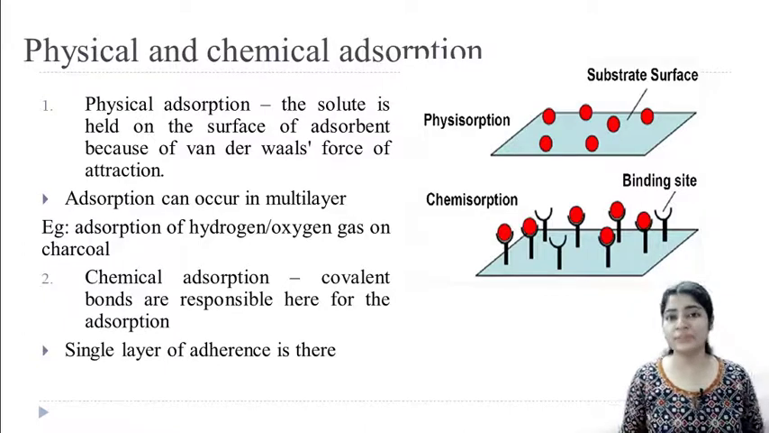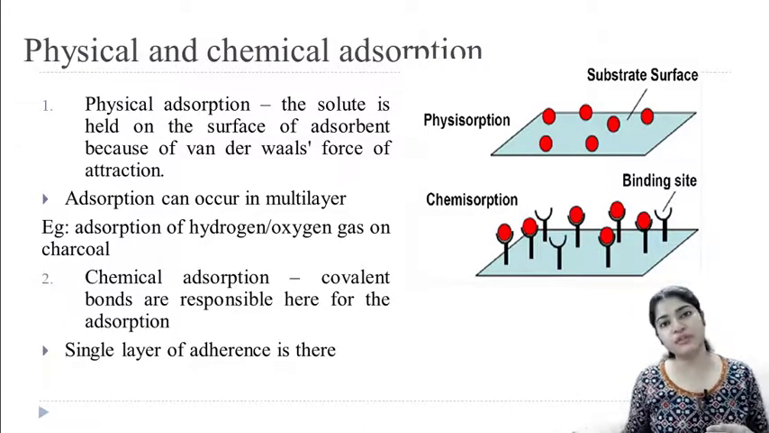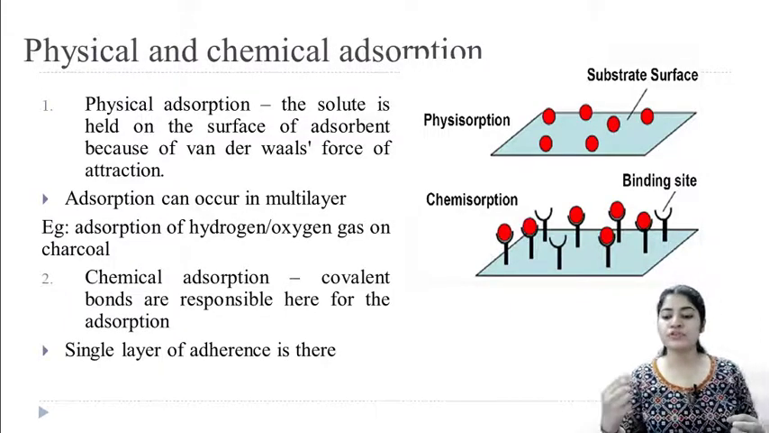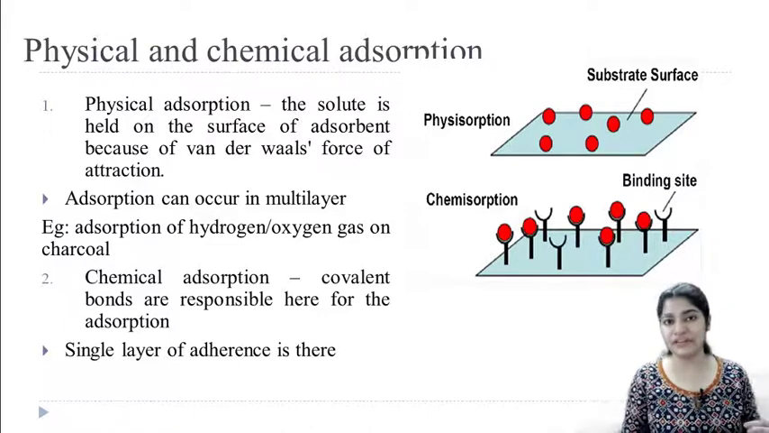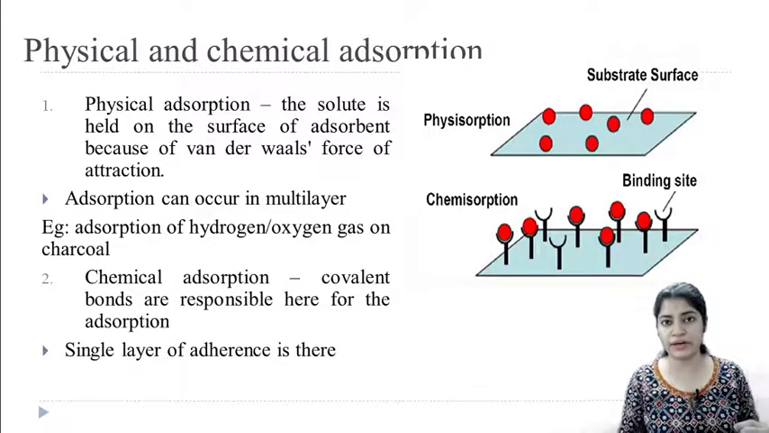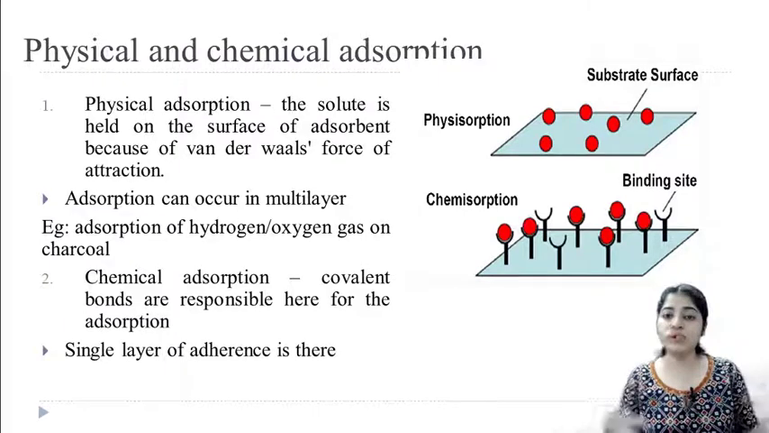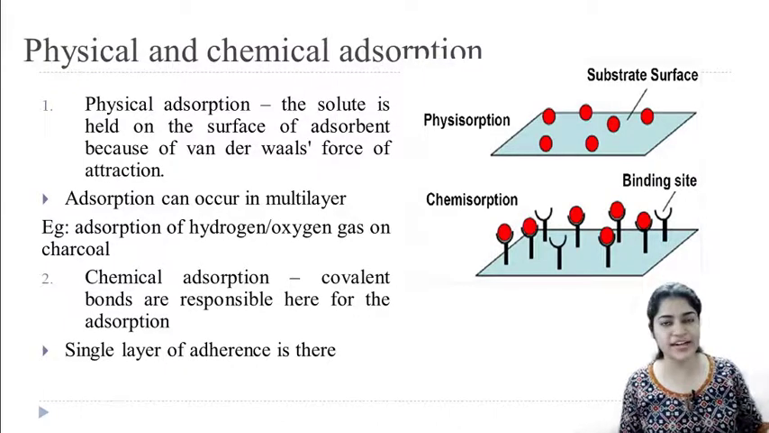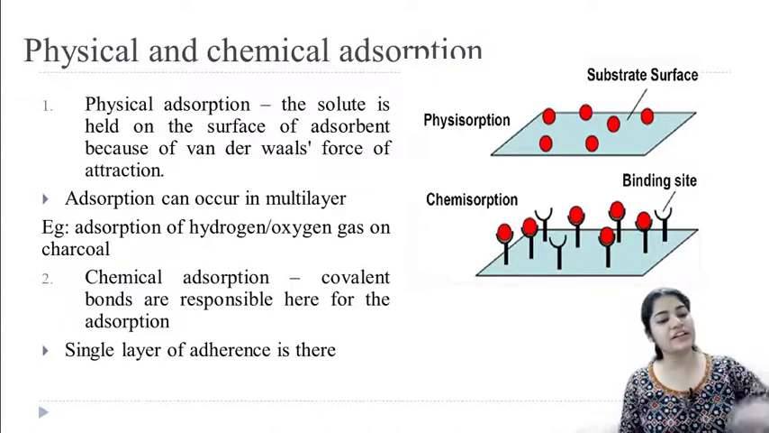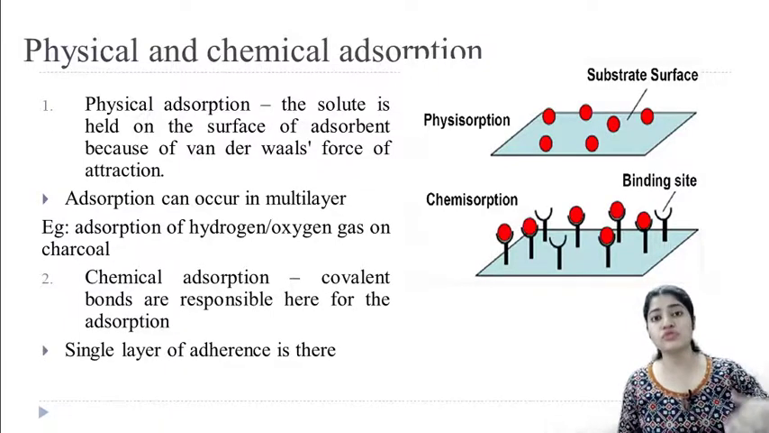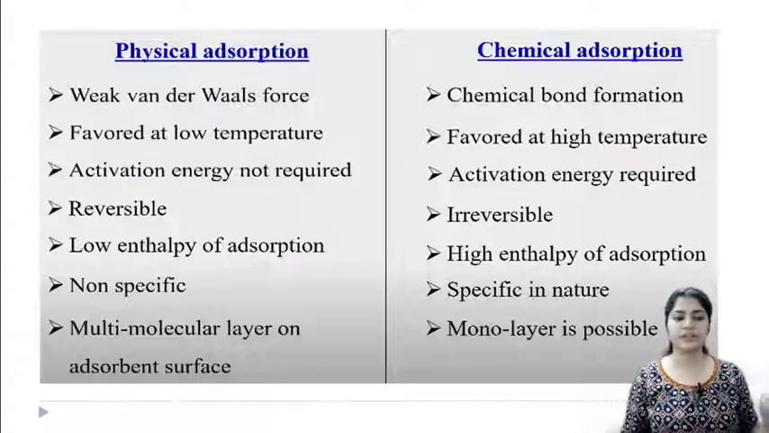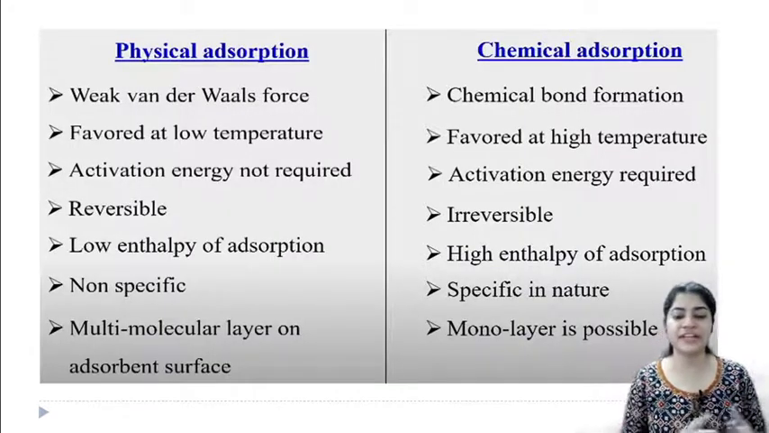Now what is chemical adsorption? Here, instead of van der Waals force of attraction, real bonds, that is covalent bonds, are formed. So on the binding sites, what is a binding site? The active sites which are present on the adsorbent. The more active sites, the more solute will form covalent bonds. Now here only a single layer will be there, because once the active sites have been covered with solute molecules, it cannot form a further layer, because no more binding or active site is present to form a covalent bond, right? Now, certain differences between physical and chemical adsorption.